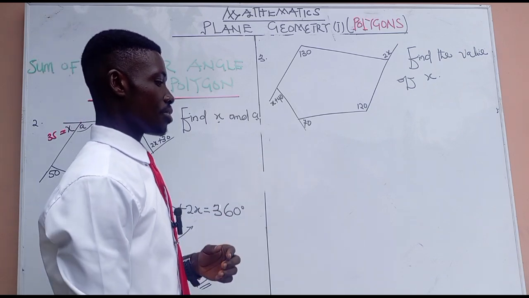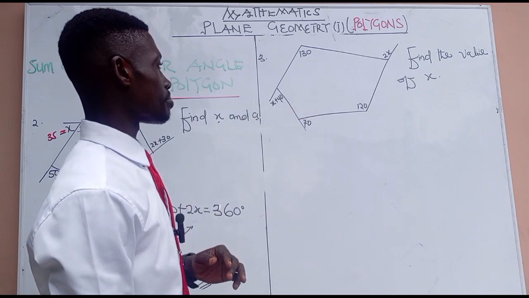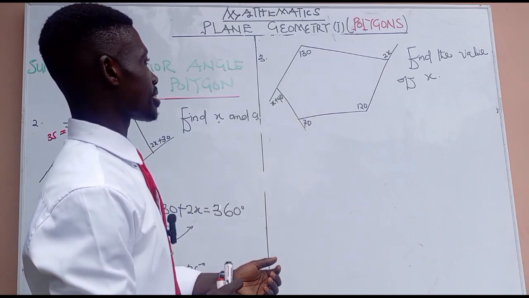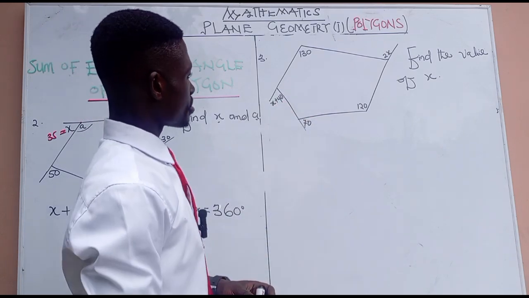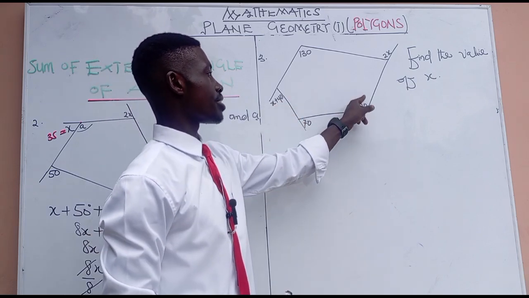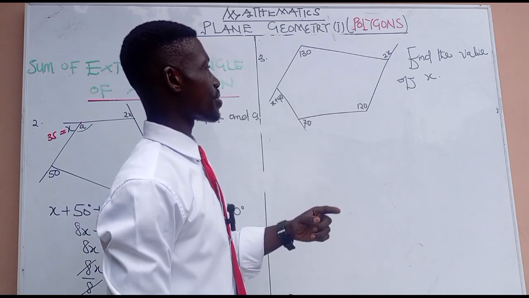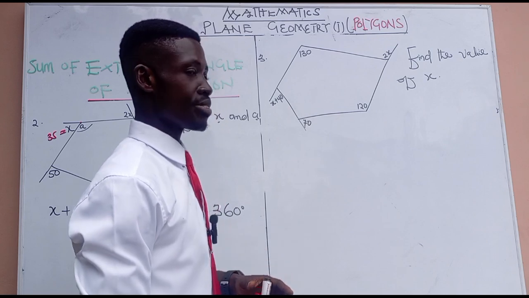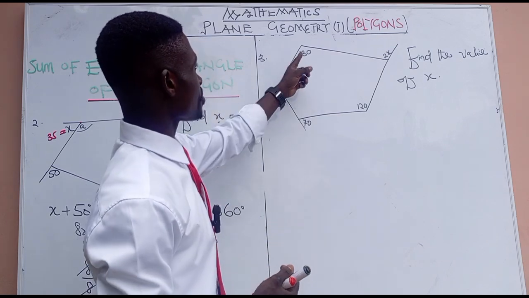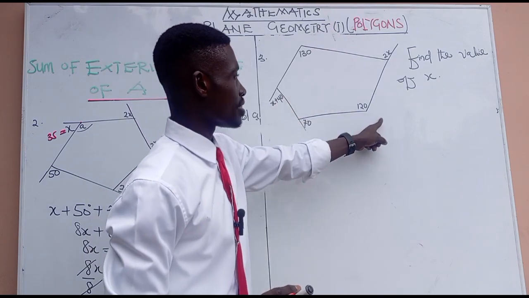Our next example is to find the value of x in this very diagram. We have to find the value of x. Now you realize that this diagram is having an exterior angle and an interior angle. By looking at the exterior angle, we have 3 exterior angles and then 2 interior angles. Now if we want to use the exterior angle, then we have to find the rest of the exterior angles from this very point and this very side.